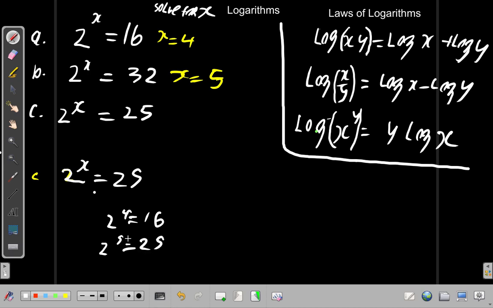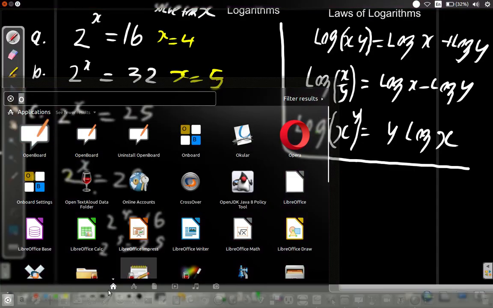You don't have a straightforward number that you raise 2 to get 25. But what you can tell is that you are going to have a number between 4 and 5, so it's going to be 4 point something. You might try trial and error and say, alright, suppose you raise 2 to the 4.5, what would you get?